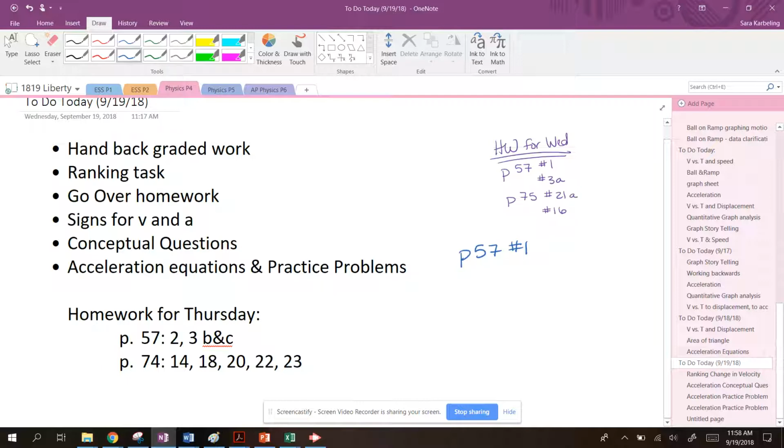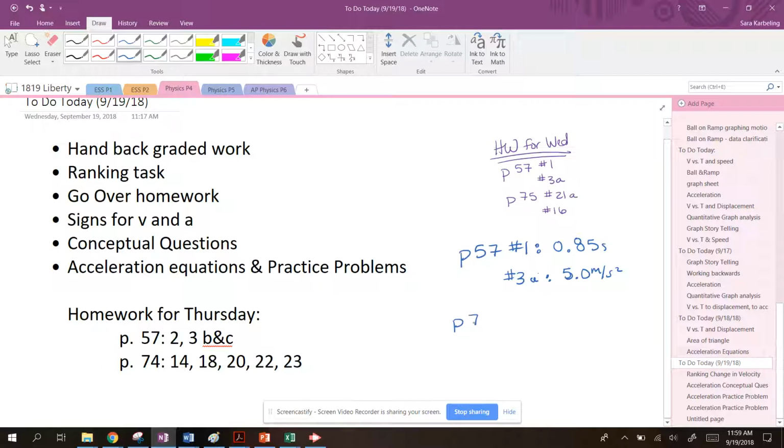Anybody get anything? First one. Page 57, number 1. 0.85 seconds. That is the right answer. Number 3A is 5 meters per second. Stinker.